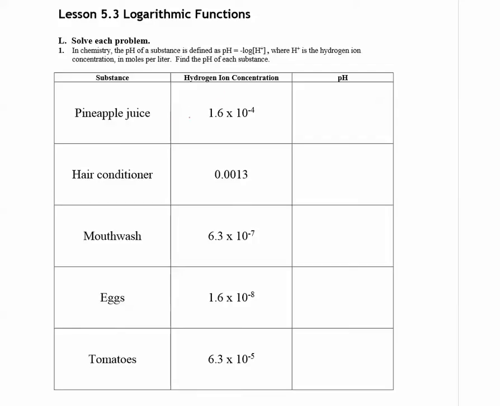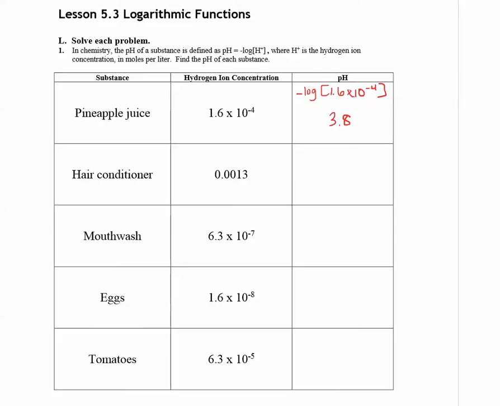So for pineapple juice, we have 1.6 times 10 to the negative fourth as its hydrogen ion concentration. So its pH is going to be negative log, and notice that's the common log, of 1.6 times 10 to the negative fourth. So you should be able to evaluate that directly in your calculator. And you'll get 3.79. So I'm going to round that to 3.8 as the pH.